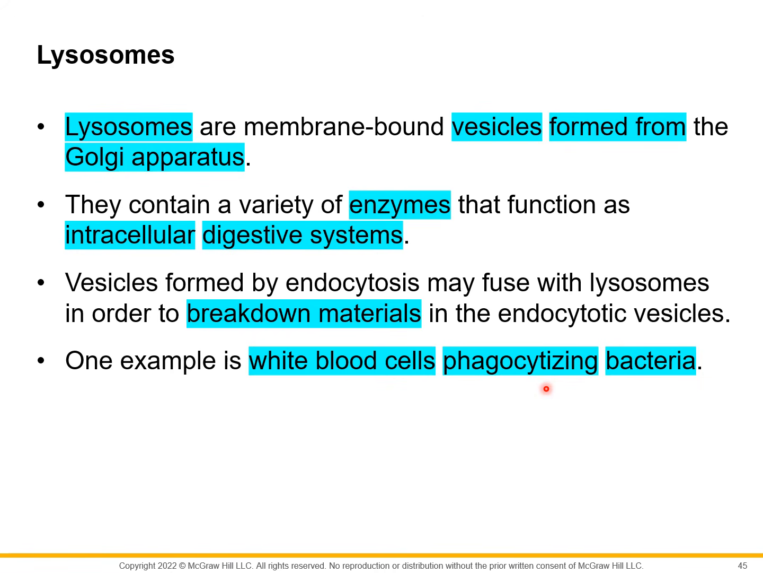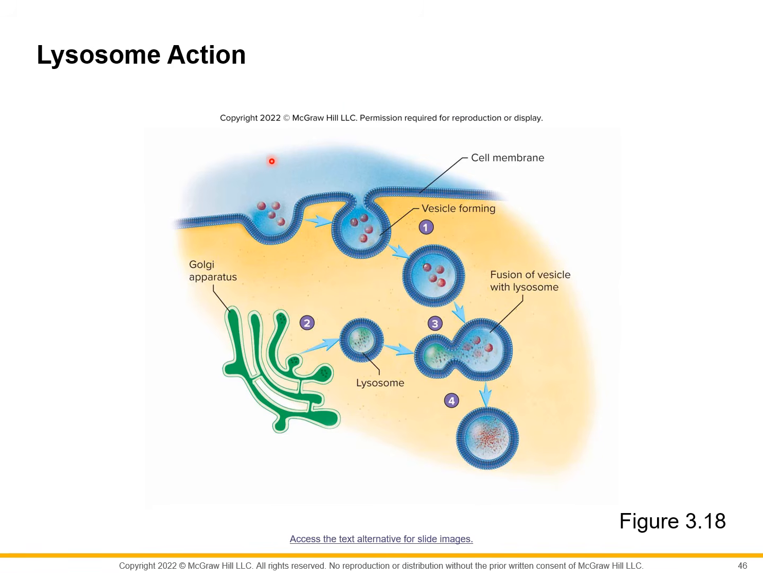So they destroy those materials by exposing them to lysosomes. So all those different enzymes that are contained within the lysosomes, they would work to break down the infectious pathogen or foreign material that has been ingested by the white blood cells. This illustration right here shows us how lysosomes work and how phagocytosis could happen.